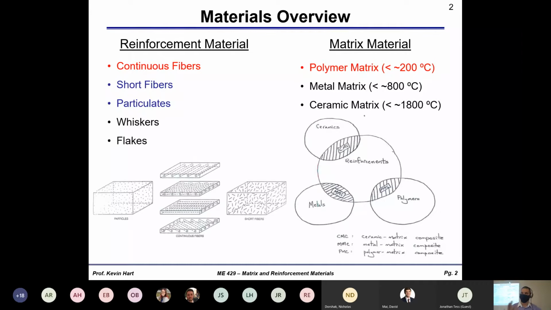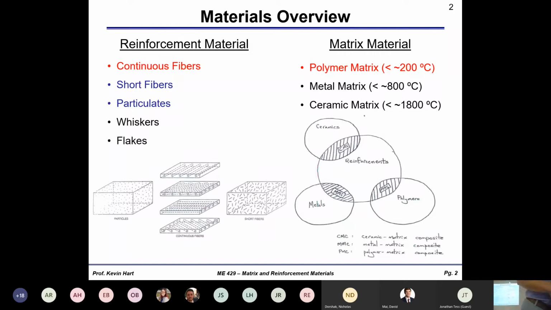And we're classifying matrix materials by the temperatures which these different matrix materials can withstand. Polymer matrix composites are usually the most common that you'll see, with service temperatures of up to 200 C maximum, though it can be plus or minus depending on the particular polymer. Metal matrices, depending on the matrix, can go up to about 800 C, and ceramic matrices up to about 1800.